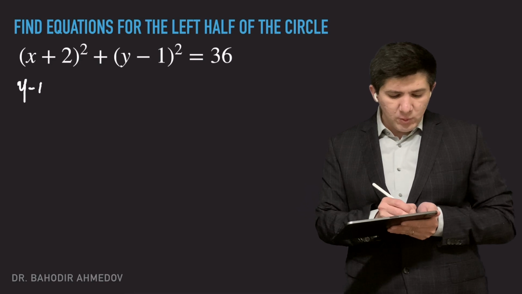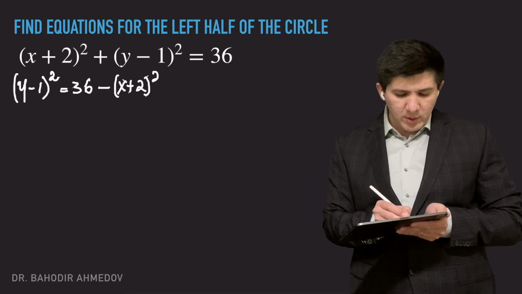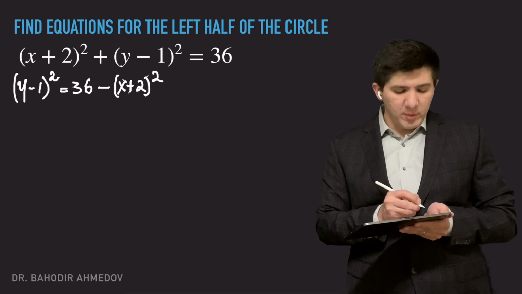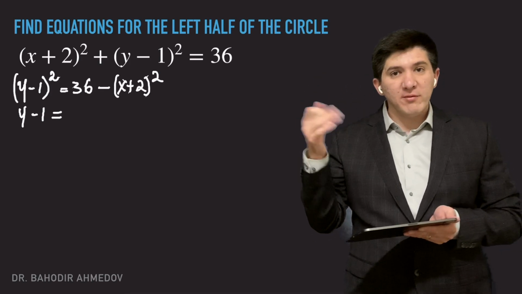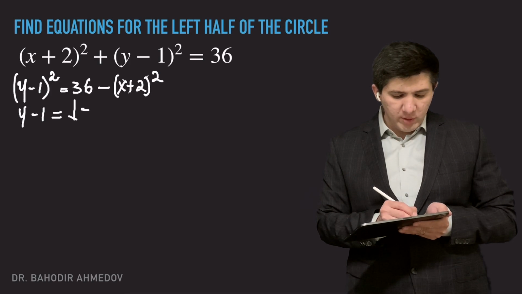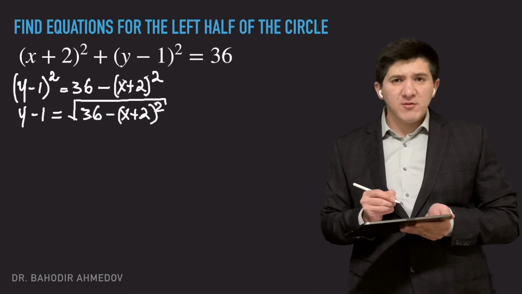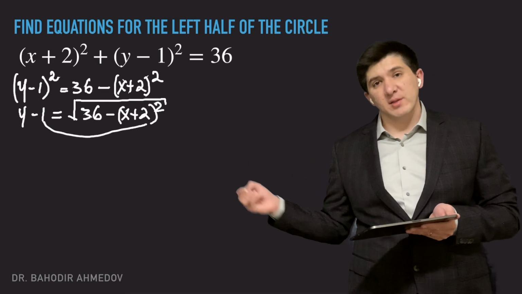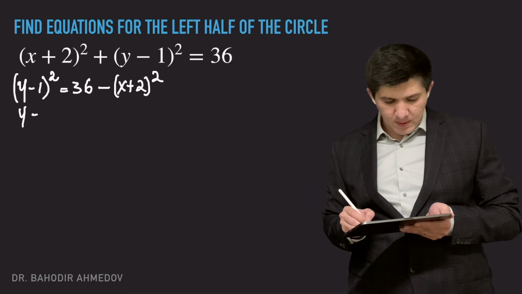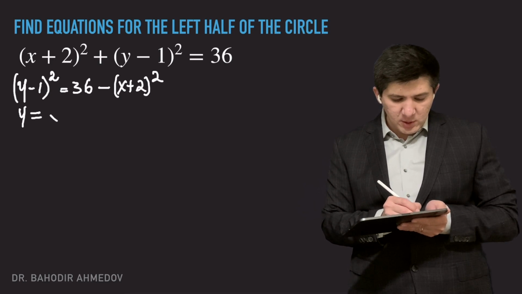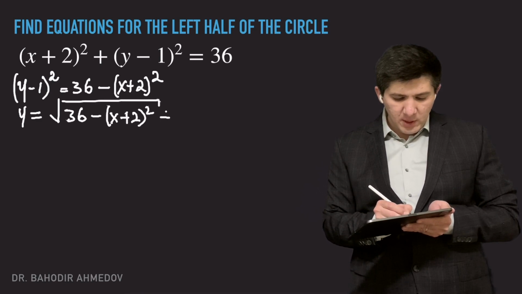So y minus 1 squared is equal to 36 minus x plus 2 squared. Okay, then I'm going to take the square root from both of the sides. It's going to be y minus 1 is equal to... So essentially, if I would like to find the upper half, I need to take the positive square root. So this is going to be the square root of 36 minus x plus 2 squared. And if I want to find y, then this minus 1 should go to the right-hand side. So if I find y from here, it's going to be the square root of 36 minus x plus 2 squared, plus 1.